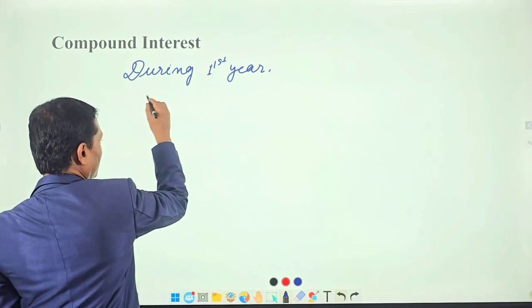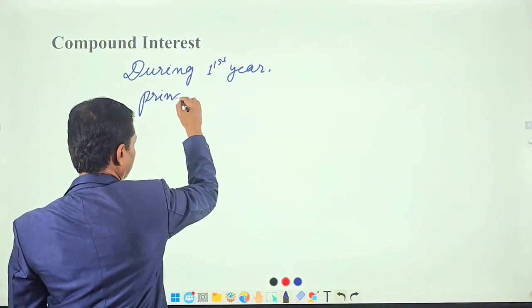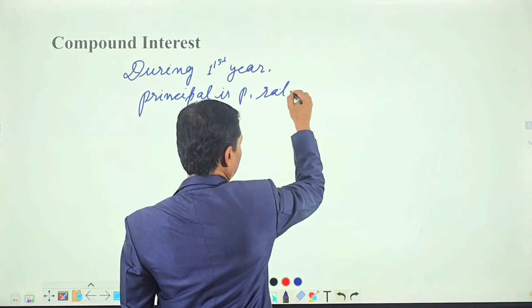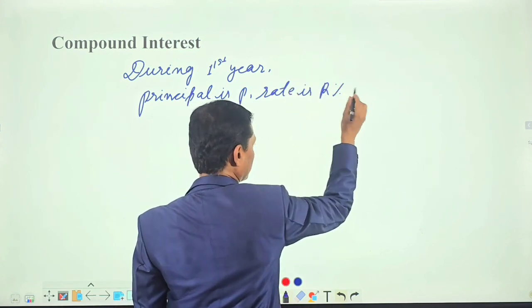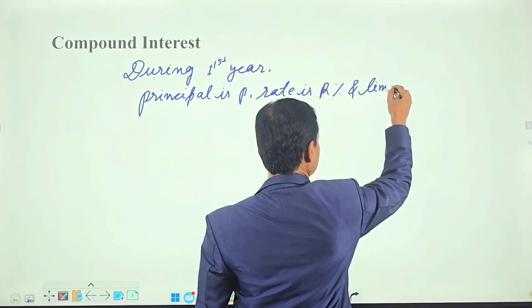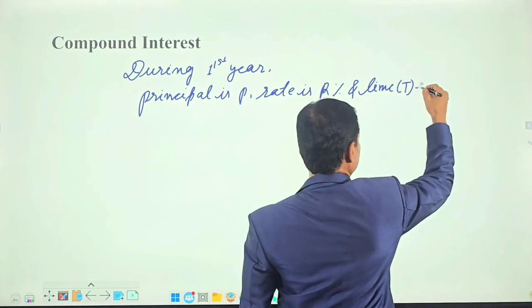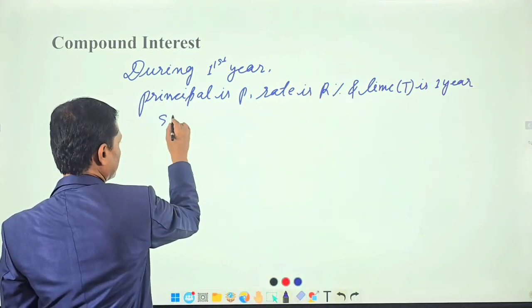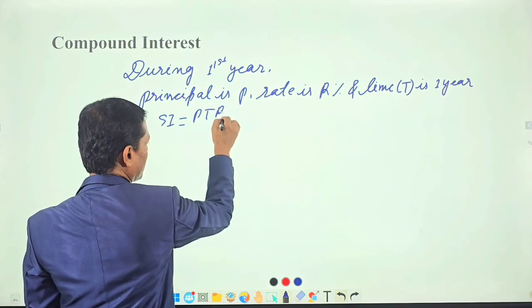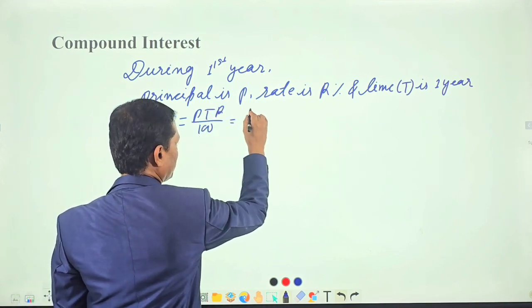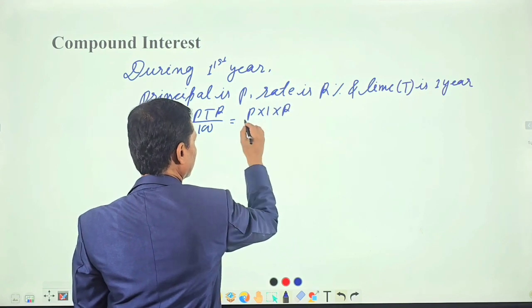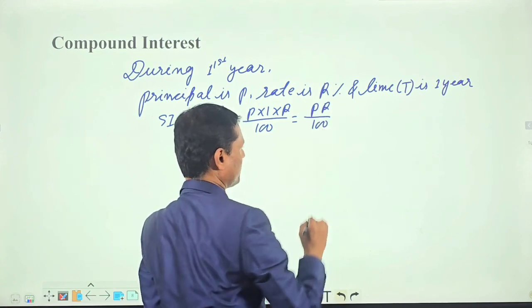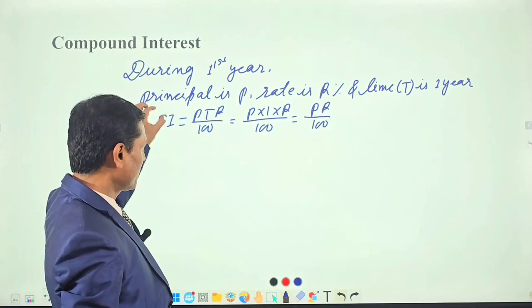So during first year, principal is P, rate is R percent, and time, that is T, is 1 year. So under this condition, we can write simple interest equals PTR over 100, that is P into 1 into R over 100, or we can write PR over 100, isn't it? That's the simple interest at the end of first year.